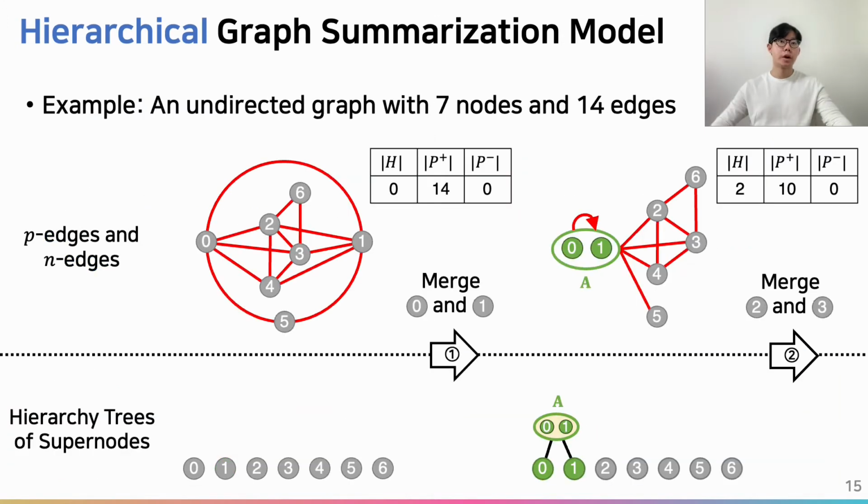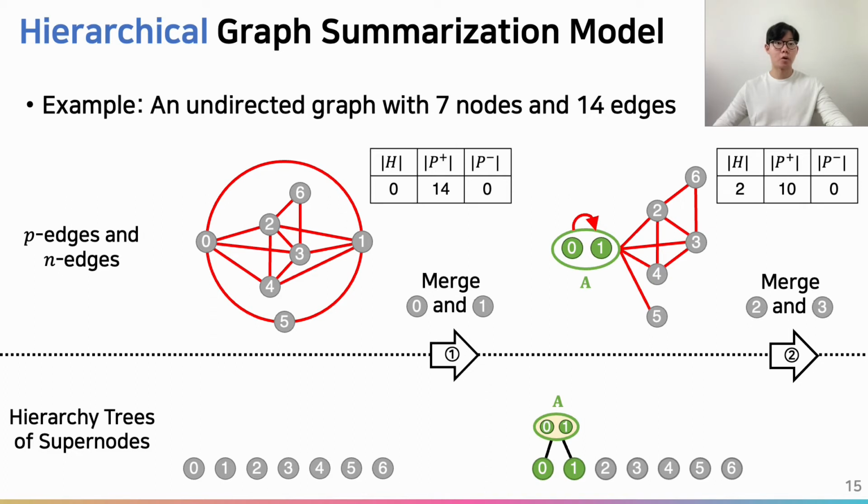Then how do we summarize a given graph using the hierarchical graph summarization model? Here is an example procedure of hierarchical graph summarization. Let's say we're given an input graph with 7 nodes and 14 edges. P edges are colored red in the top panel, and N edges are dotted in blue. H edges are colored black in the bottom panel. The procedure is lossless, and in every step, the three types of edges exactly describe the input graph.